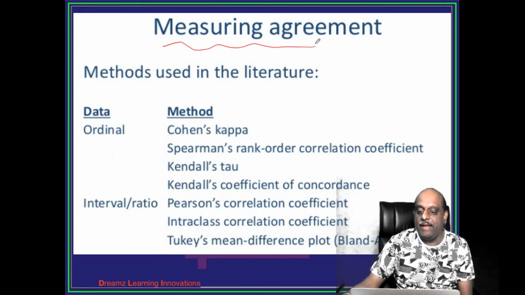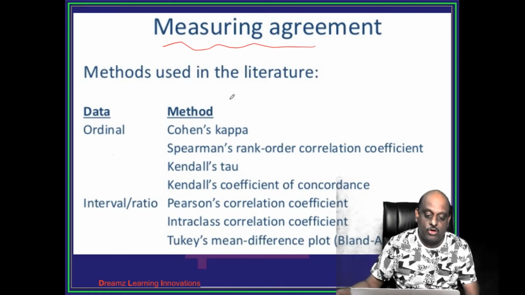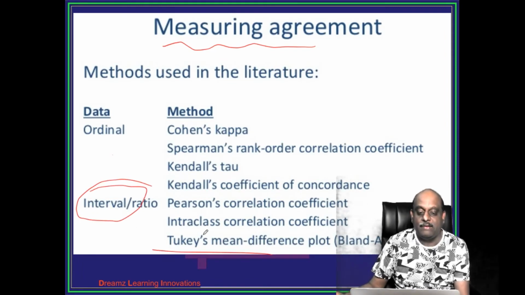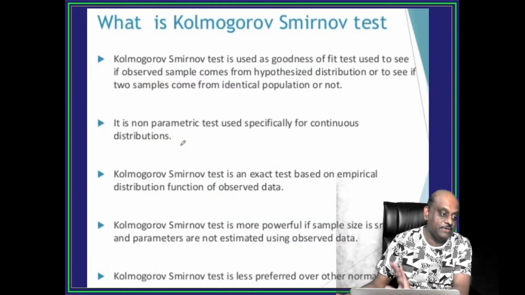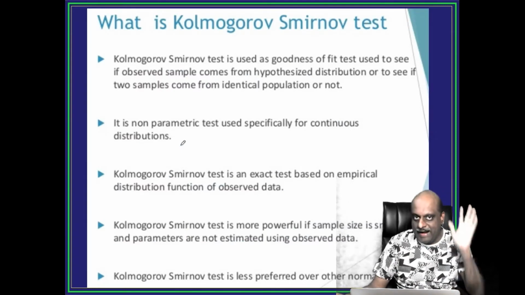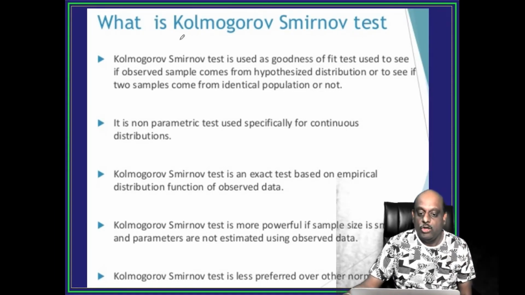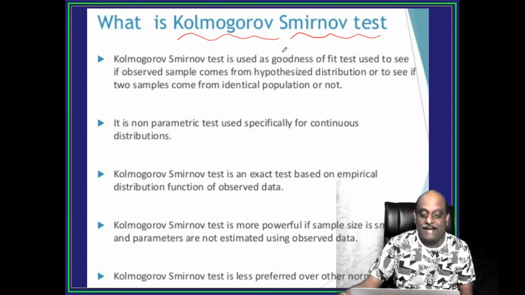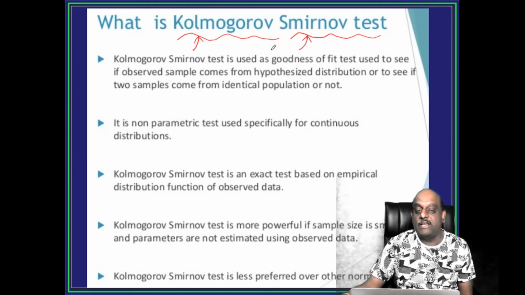So if you want to measure agreement, whether there is any difference or not, then if it is an interval or ratio scale, you use Bland Altman. If it is an ordinal scale, you use Spearman, Kendall, Cohen, etc. This is sometimes a Greek and Latin subject in biostatistics, unless you are using those tests. Kolmogorov Smirnov test, it sounds like the name of a model. Right? Kolmogorov Smirnov's test.